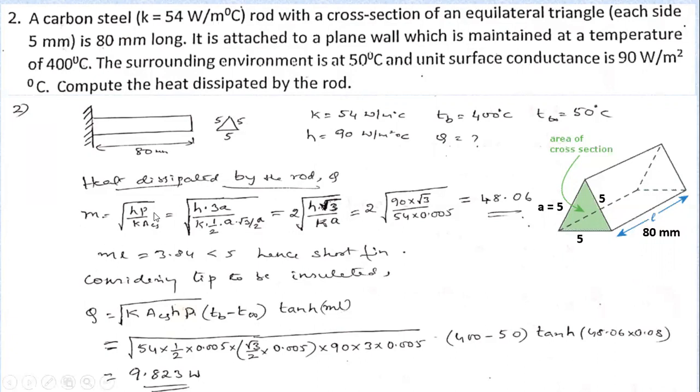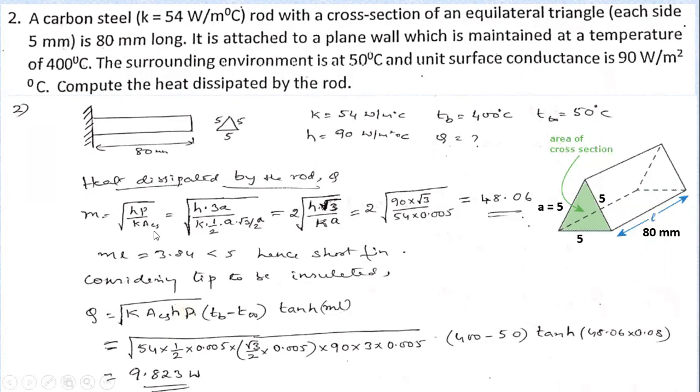So if all the data is available to find the value of m, first thing we need to do is to find out the value of m. So m equals square root of hP by kA. So h, write h as it is. What is the perimeter of an equilateral triangle? This plus this plus this, that is 3 times a, 3 times the 5 mm. So 3a divided by k. K value, just substitute the k value.